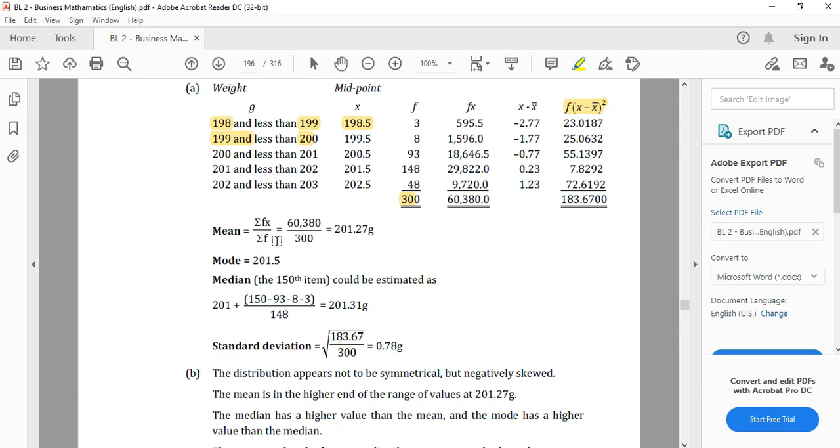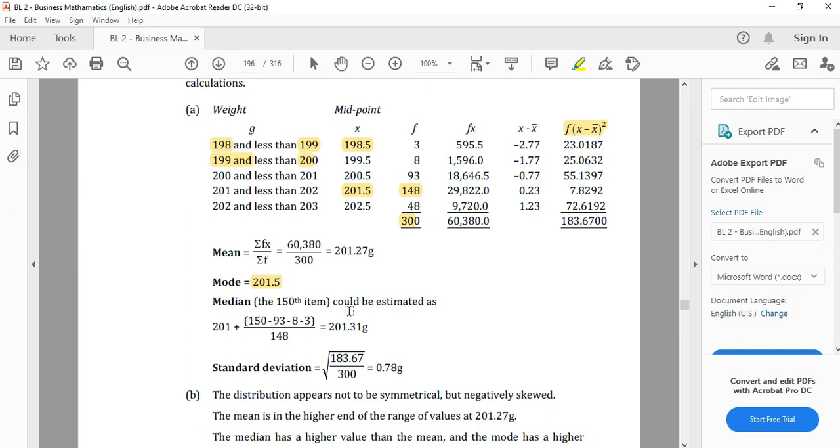So they've considered the mean, right? And the mode, how to consider the mode? First of all, you select the class with the highest frequency. What is the class with the highest frequency? 148, that only has. So that is 201 to 202. Therefore, if you draw the graph, the midpoint will be 201.5. That will be your mode.